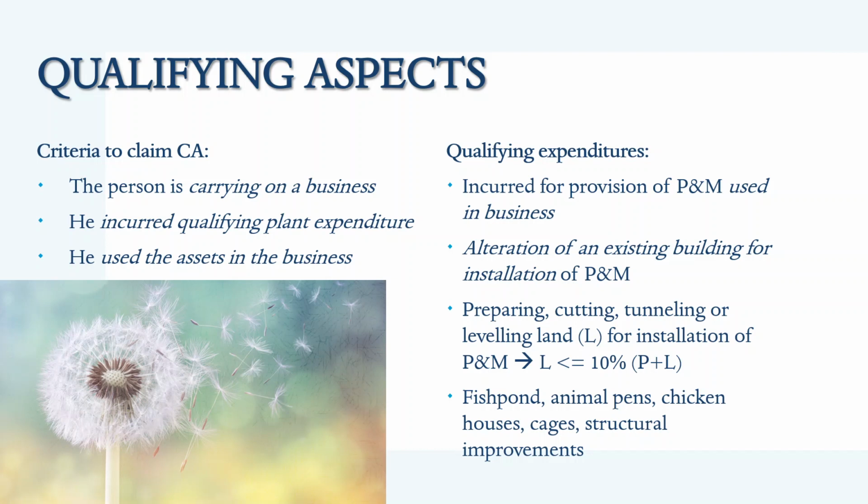And then what other qualifying expenditure can also be included? This one is specific for the agriculture industry, where you have fish ponds, animal pens, chicken houses, cages, and so on. Whatever cost that you incur to build all these can also be considered as qualifying expenditure.